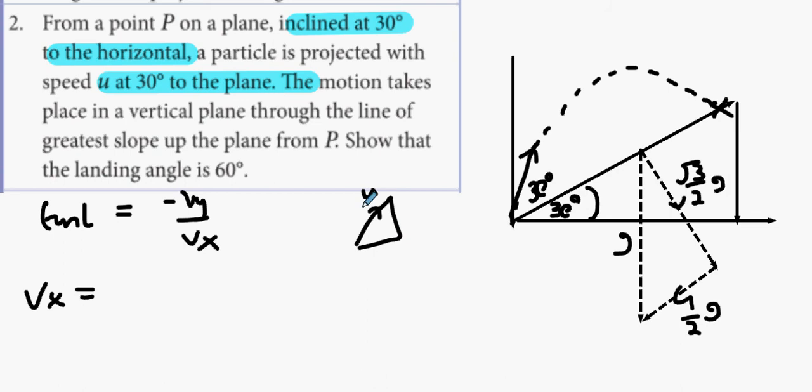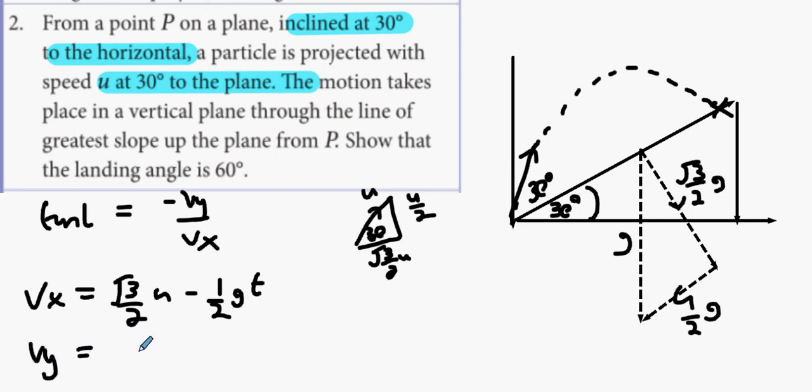Just U, isn't it? So U cos 30 and U sin 30. So it's root 3 over 2 U and U over 2. So Vx is going to be root 3 over 2 U minus a half GT. No, not a half. Sorry, minus a half GT. Yep. Vy is U over 2 minus root 3 over 2 T.